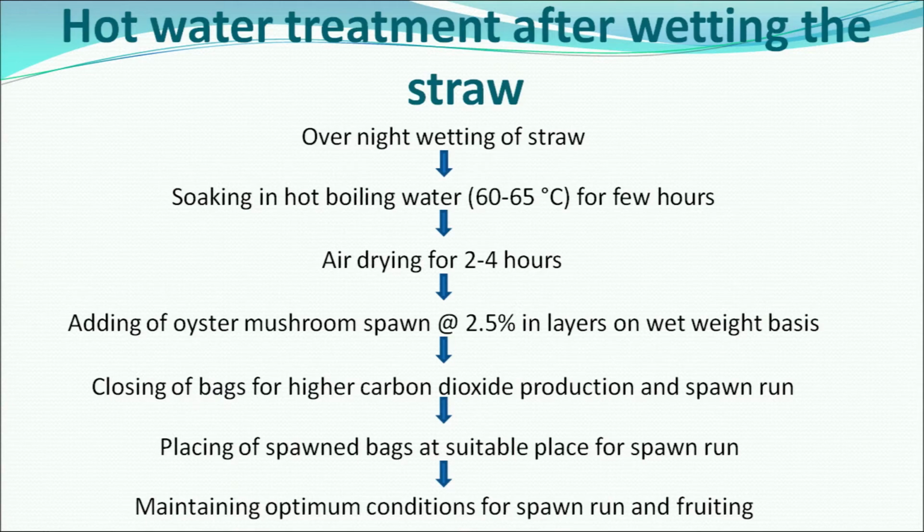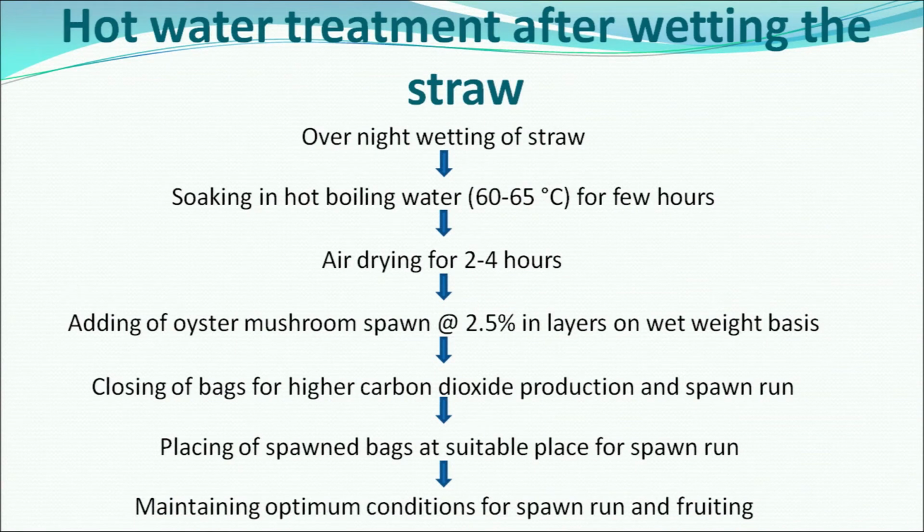Hot water treatment after wetting the straw. This is another method. Here we can wet the straw overnight, and then go for hot water treatment at 60 to 65 degree centigrade for a few hours. Normally it is 1 hour. Then air drying for 2 to 4 hours, or again we can use the same washing machine type of system. Then adding oyster mushroom spawn at the same rate, that is 2.5%, and then closing the bags for maintaining CO2 level, and that will help in spawn run, then placing bags at a suitable place and maintaining the conditions.